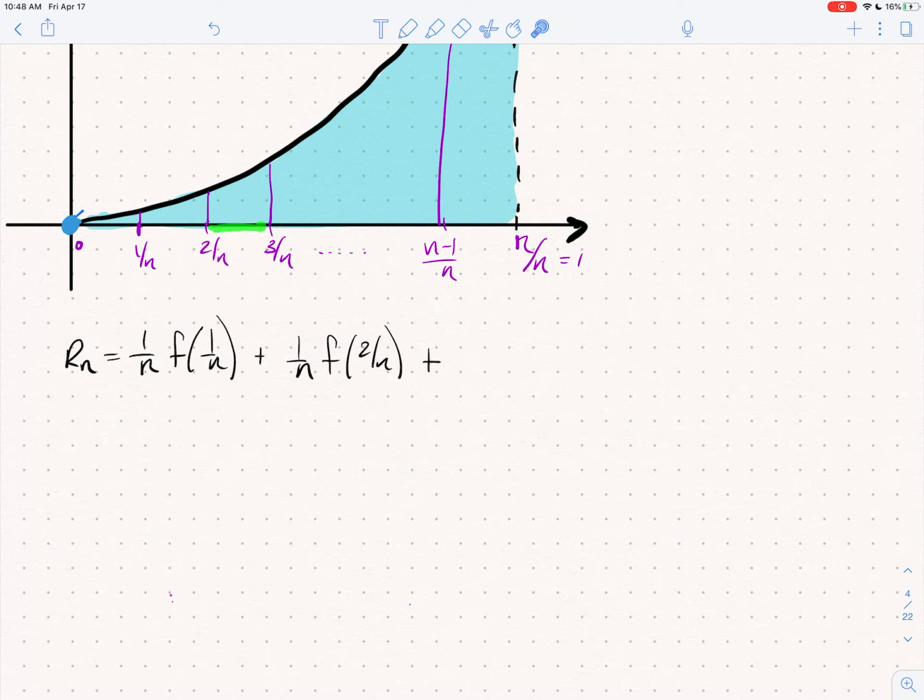Let's do the next one. So this is the rectangle. Width is 1 over n. And then height is, plug in the right end. Whoops, not that. That's the eraser. Plug in 3 over n. So f of 3 over n.